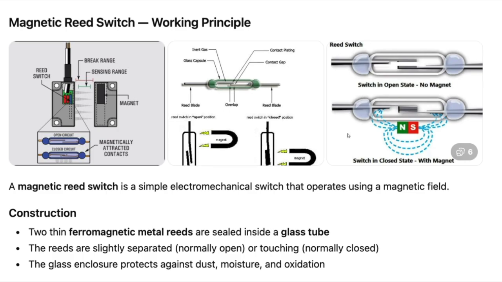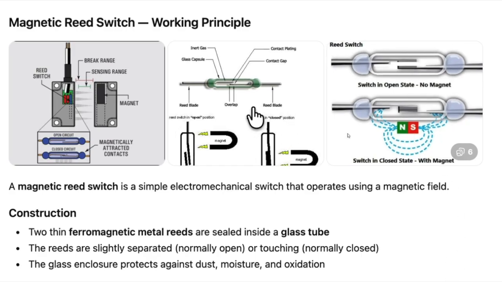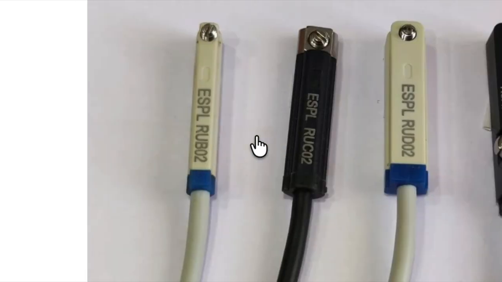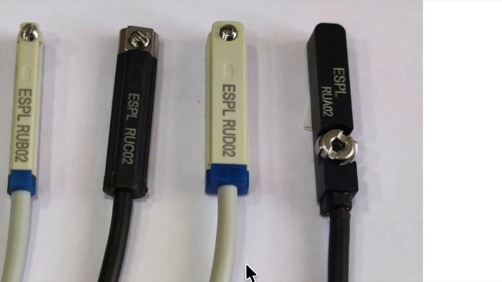Before that, if you haven't seen a magnetic reed switch, I will show you how it actually looks in a real industry environment. You might have seen this in electronic markets. So this is the reed switch. It looks like this. There are different types of switches that come as per the requirement you have in the market or for your own project.